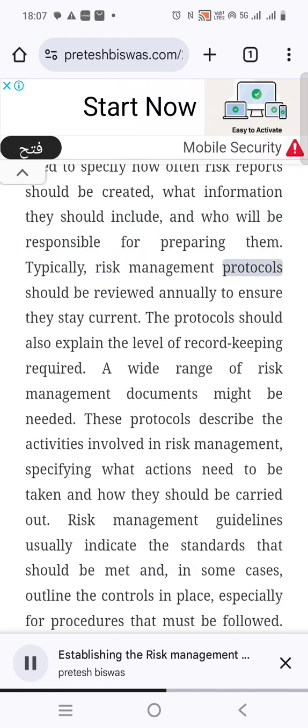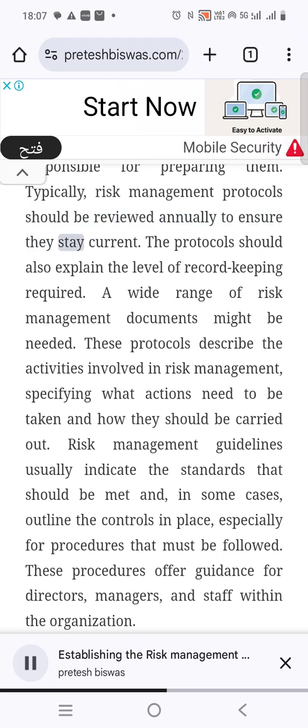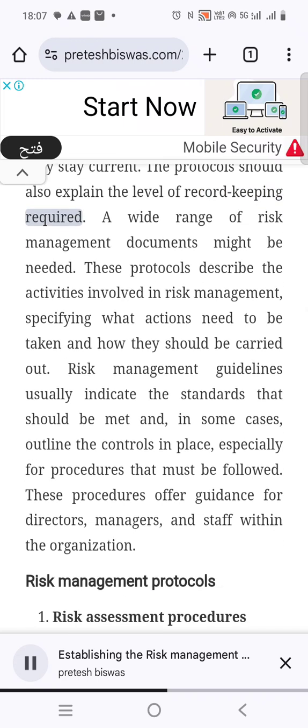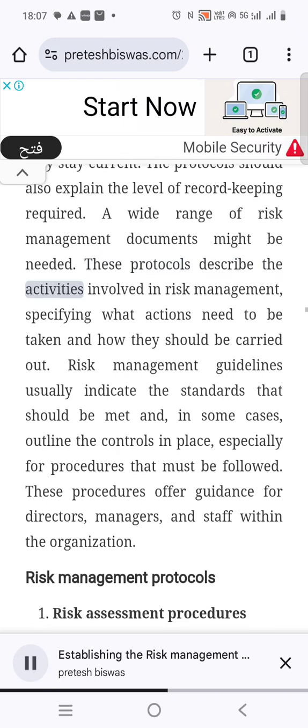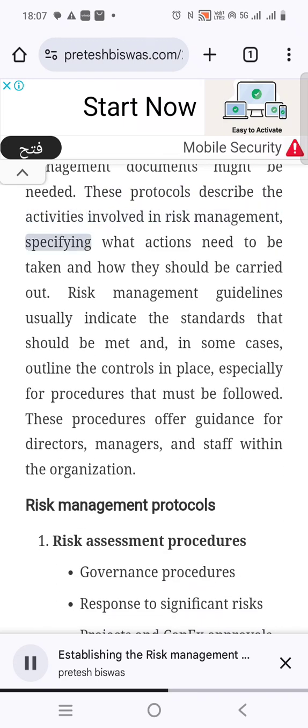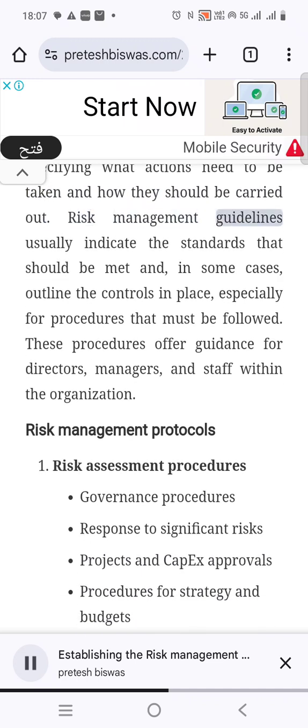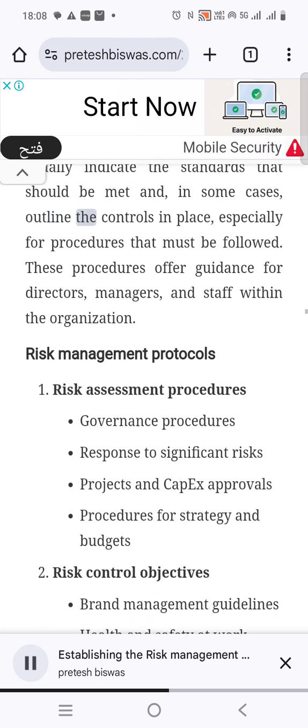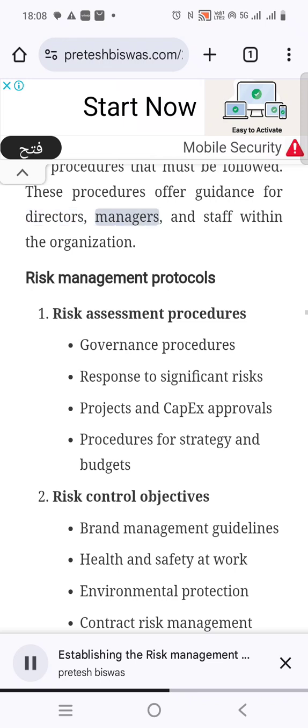Typically, risk management protocols should be reviewed annually to ensure they stay current. The protocols should also explain the level of record keeping required. A wide range of risk management documents might be needed. These protocols describe the activities involved in risk management, specifying what actions need to be taken and how they should be carried out. Risk management guidelines usually indicate the standards that should be met and, in some cases, outline the controls in place, especially for procedures that must be followed. These procedures offer guidance for directors, managers, and staff within the organization.